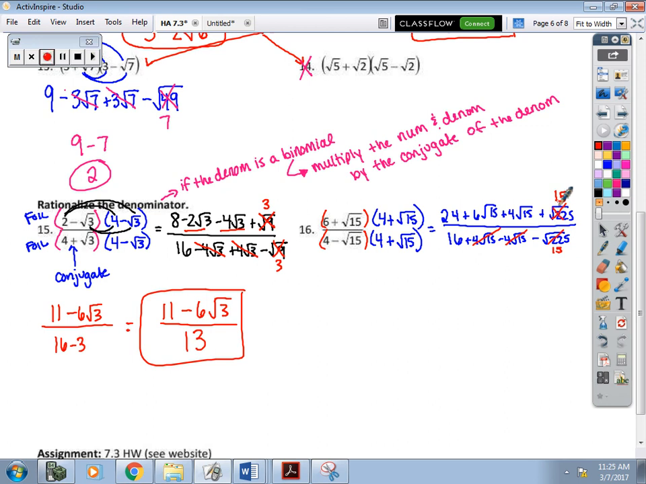What do we got as our final answer after we simplified? Emily? 39 plus 10 square root of 15, technically all over 1. Anything over 1 is a default, so we can leave that off, or if you leave it, that's also fine.